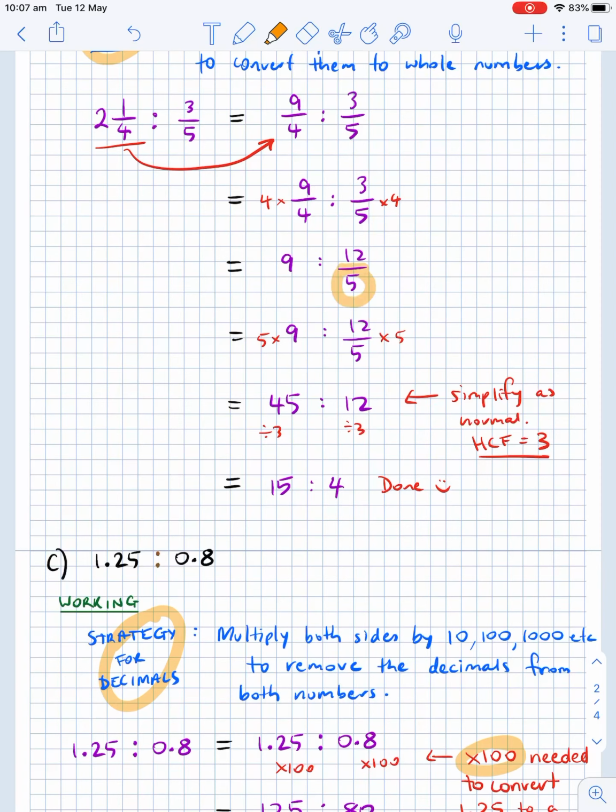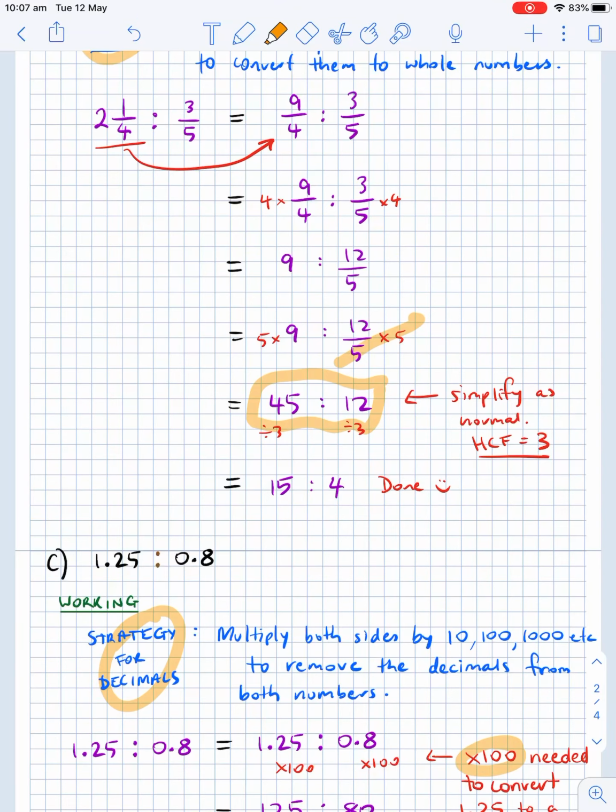Next up, we've got to get rid of this denominator. So we're going to times both sides by that 5. So 9 times 5 gives you 45. It's still a whole number, that's fine. And here, these 5s are going to cancel, leaving you with just the 12. And we're then dealing with this ratio here, 45 to 12.